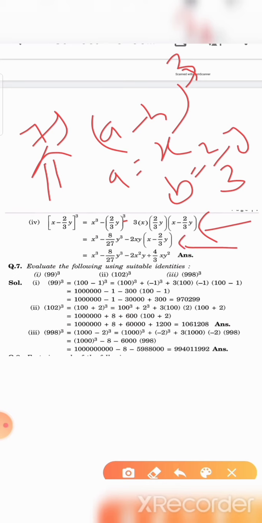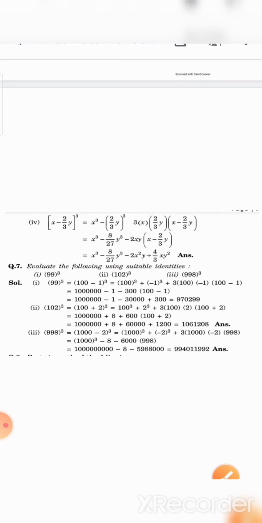Multiplying this step, we get x cube minus 8 upon 27y cube minus, here 3 in numerator and 3 in denominator, so it is cancelled and we get 2xy, and in bracket x minus 2 upon 3y. Bracket multiplication and write in descending order, we get the answer of our expansion of the cube is x cube minus 8 upon 27y cube minus 2x square y plus 4 upon 3x y square. This is the solution of our question, expansion of the cube of the bracket.